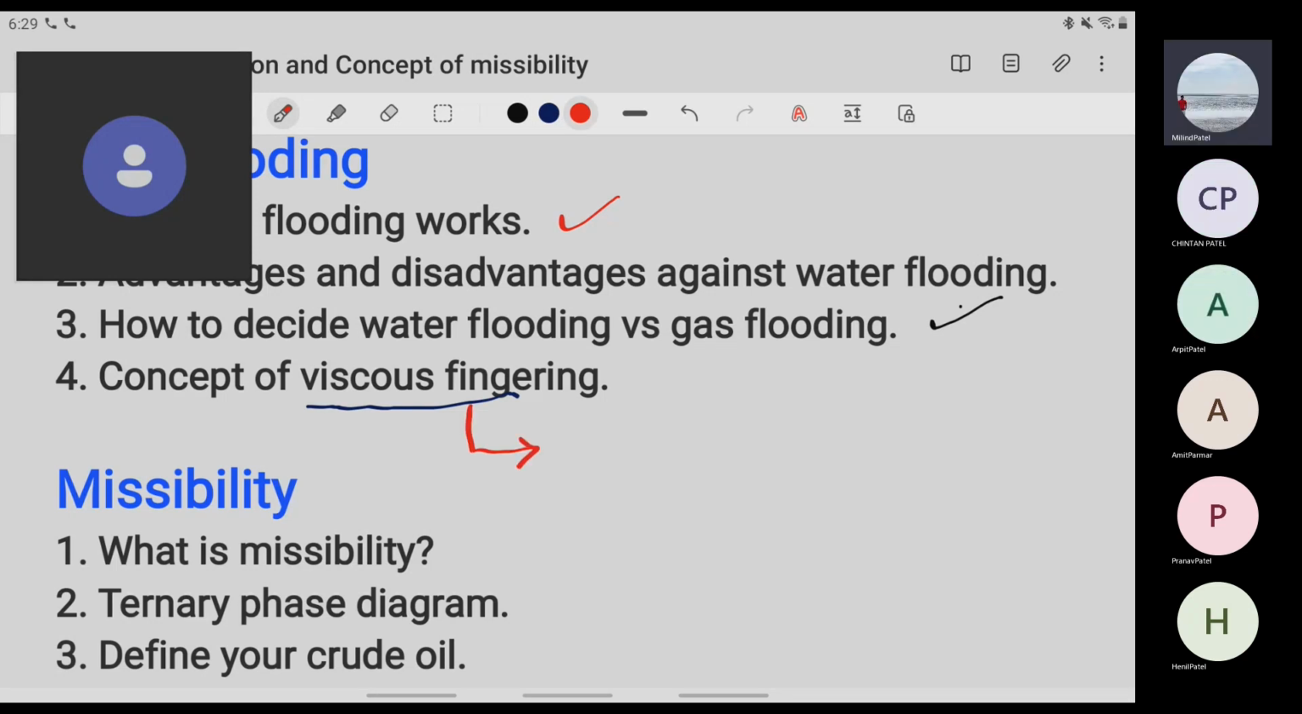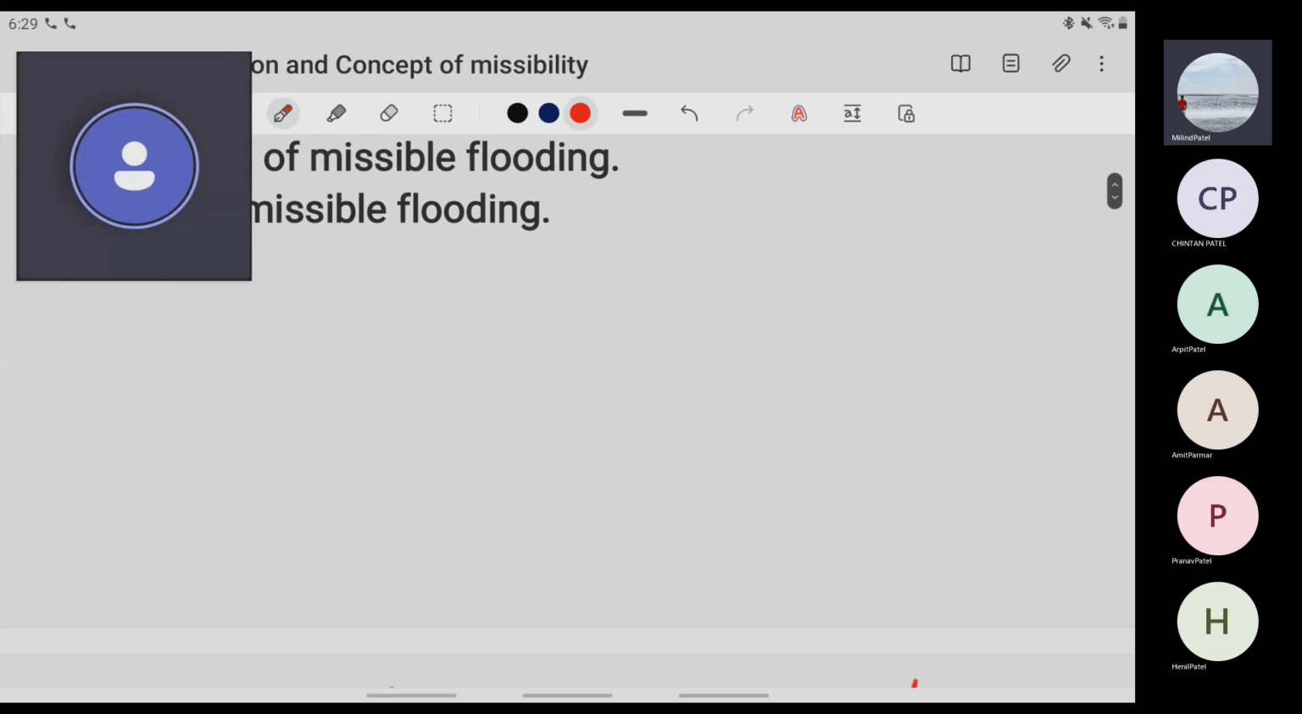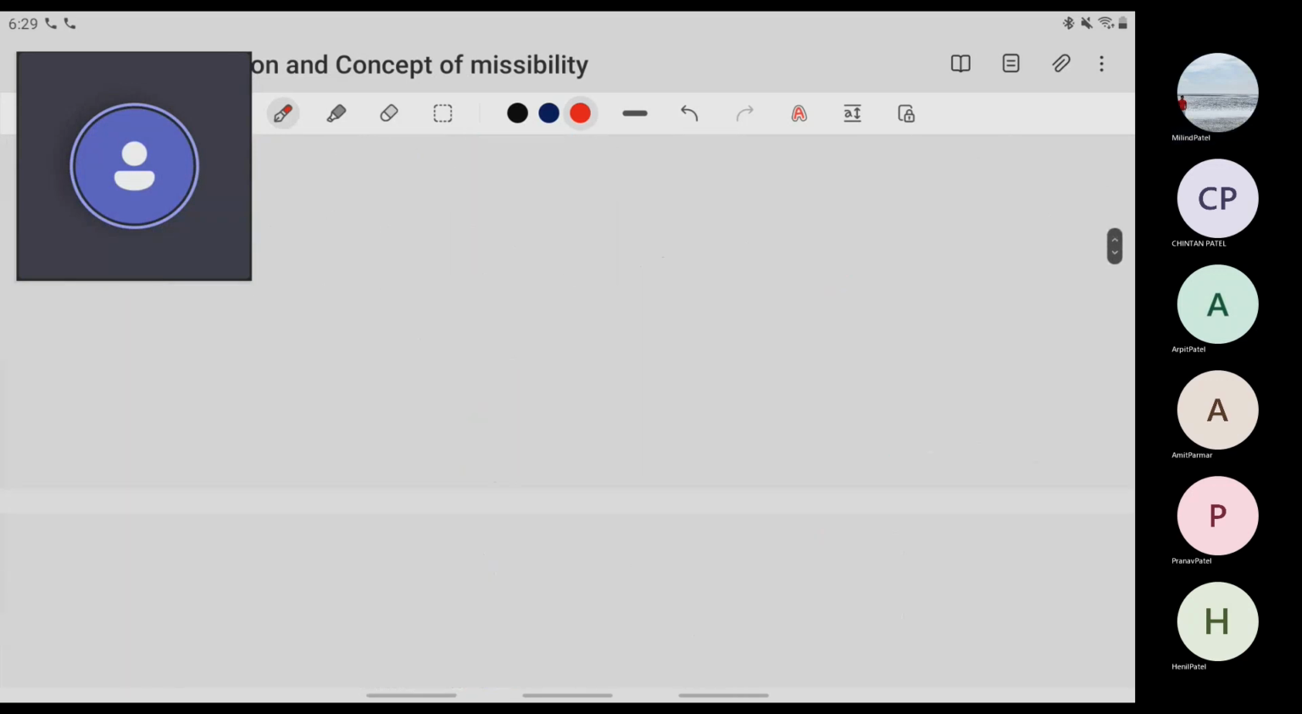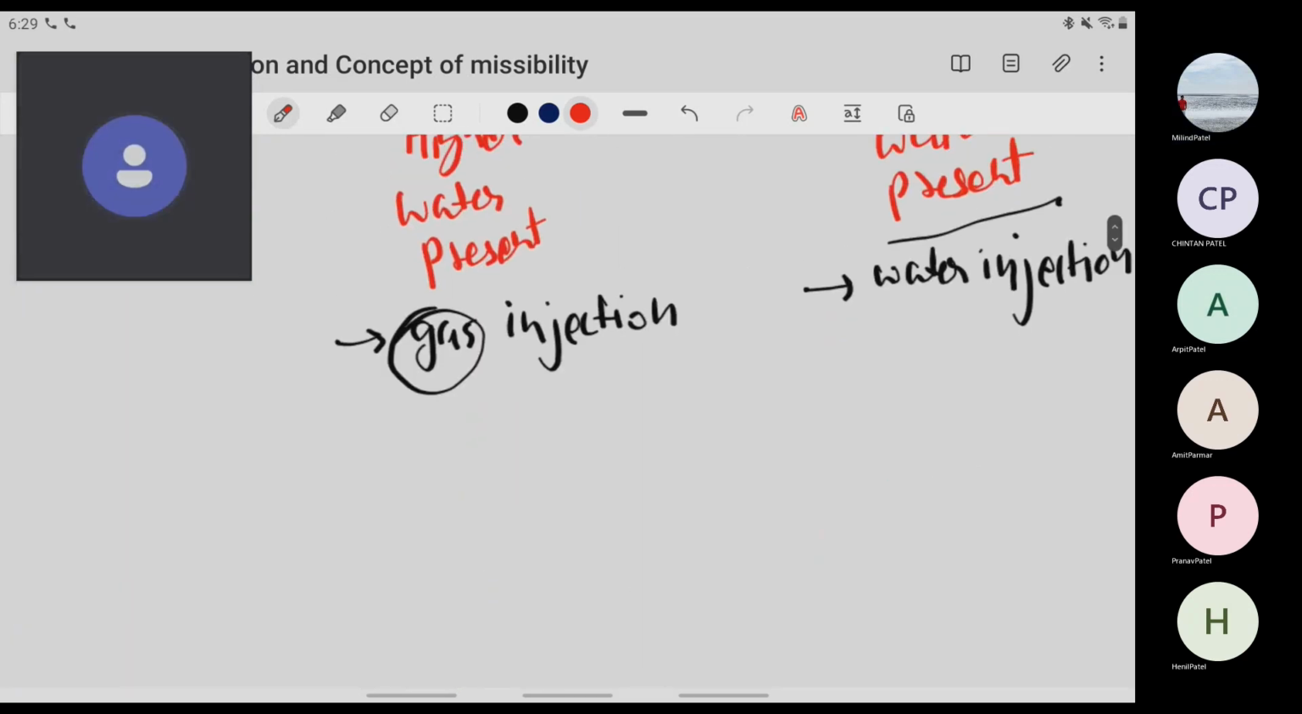Sir, fingering means whenever we are injecting some water or gas, how it will spread, how it will push our oil, in an areal way or something like that. Okay, but do you have any proper definition of when this phenomenon can occur? No, sir. Anyone has that?